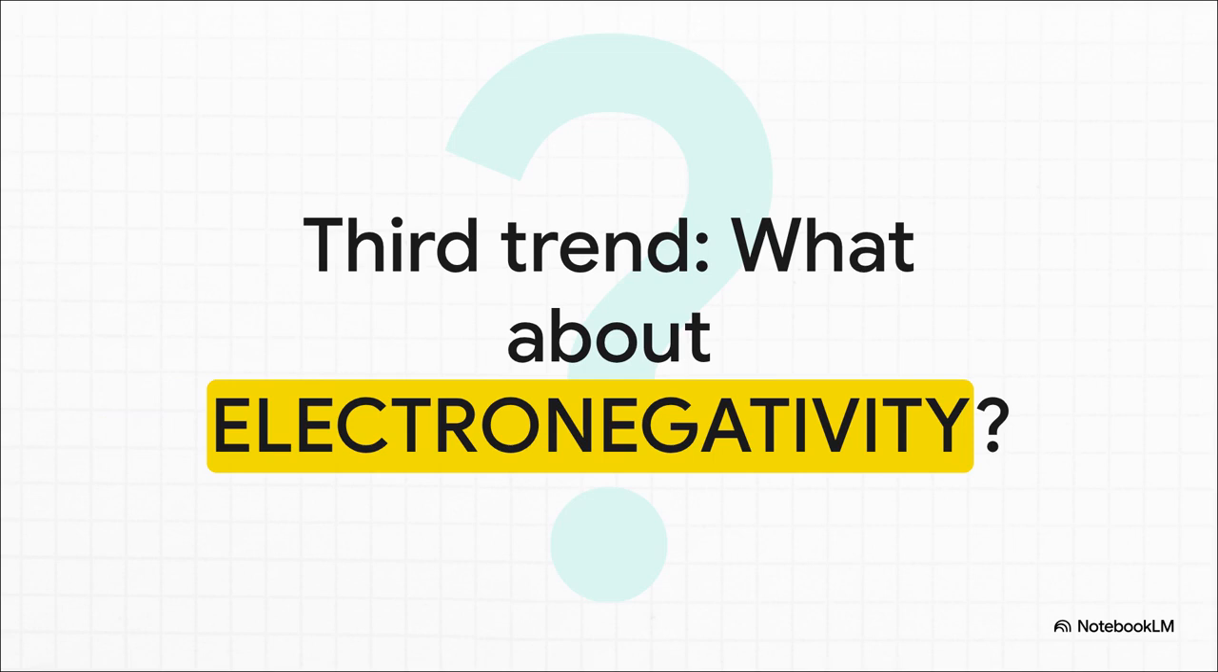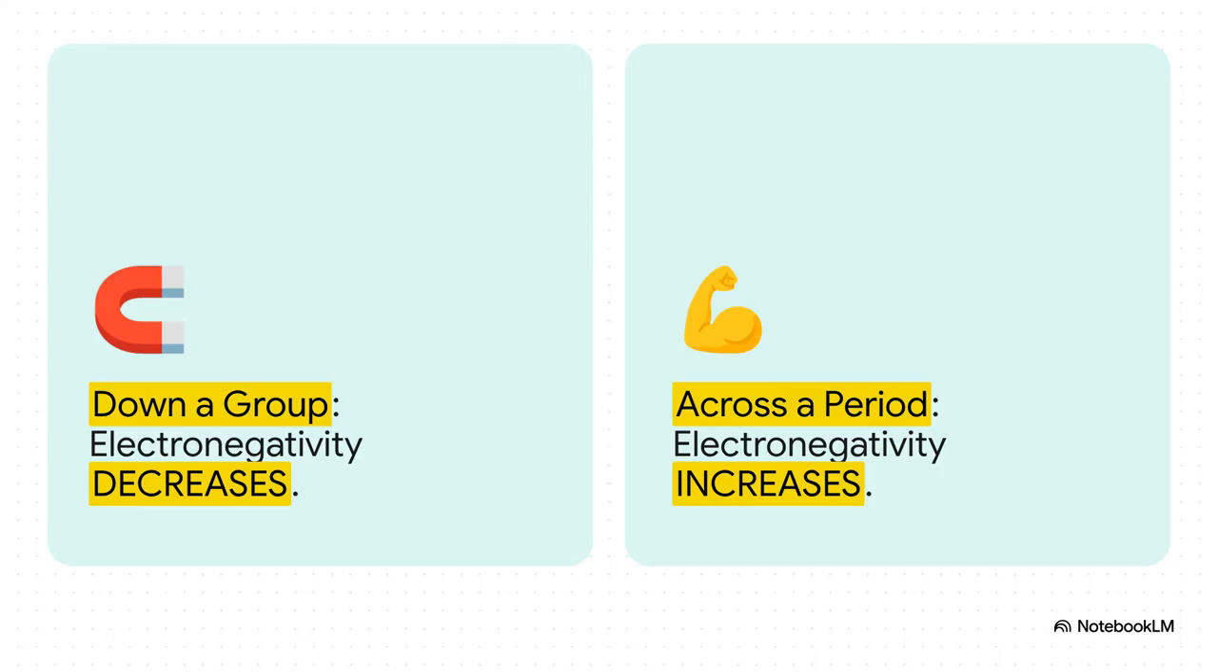Electronegativity. This is basically a measure of an atom's ability to attract electrons towards itself when it's trying to form a bond. In other words, is it an electron giver or an electron taker? And what do you know? The trend is exactly the same as ionization energy. It decreases as you go down a group, and it increases as you go across. By now, you can probably guess why, can't you?